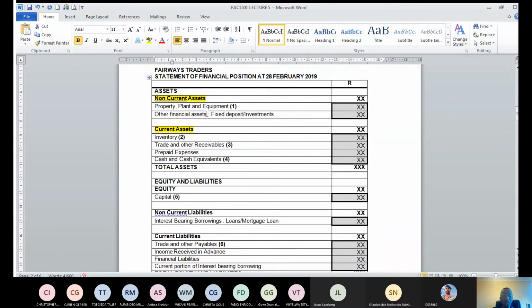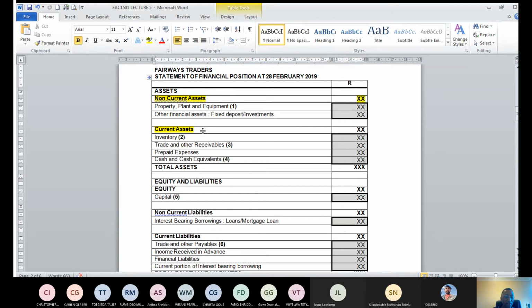Your other financial assets will consist of your fixed deposits or investments, which is of a long-term nature. That is why they fall under your non-current assets. So you get the answer for your property, plant, and equipment. You get the answer for your investments or your other financial assets. You add that, and that will give you your amount of non-current assets.